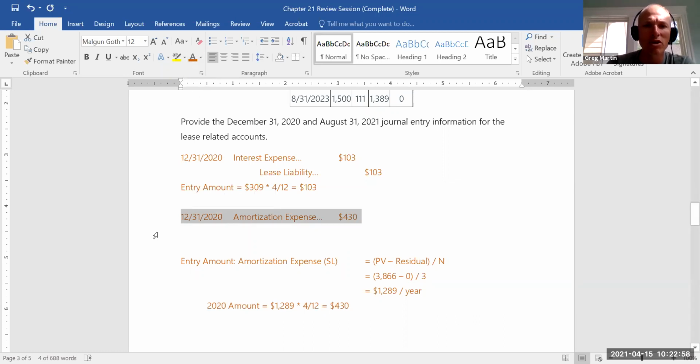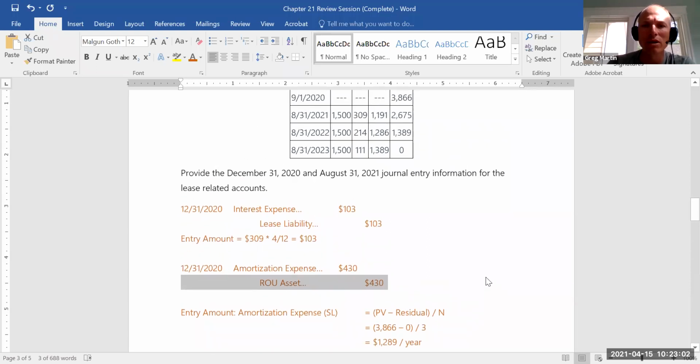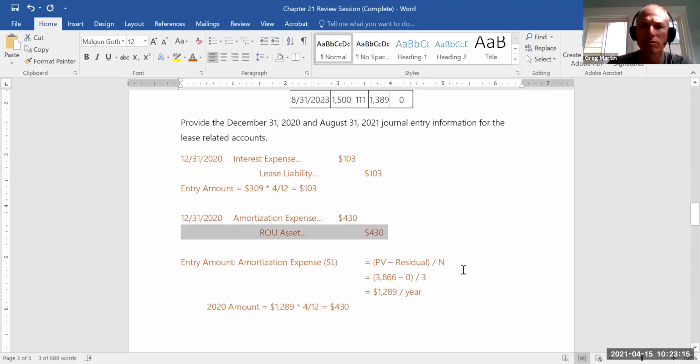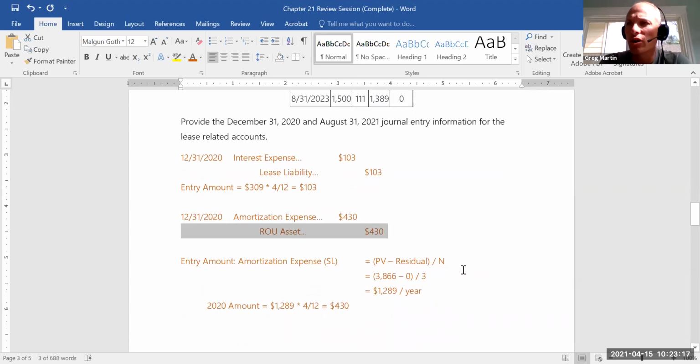And again, it's the amortization expense, and we are amortizing or reducing the balance of the right of use asset. The normal balance of the right of use asset, of course, is a debit. And so the amortization is going to be a credit to that account, reducing the right of use asset account balance. Any questions on that?